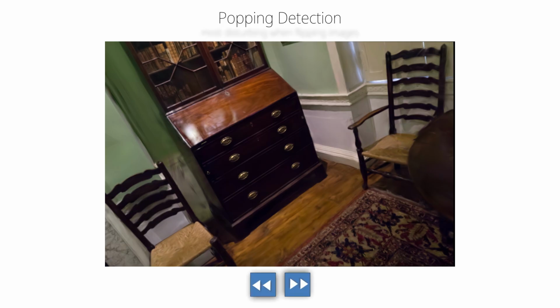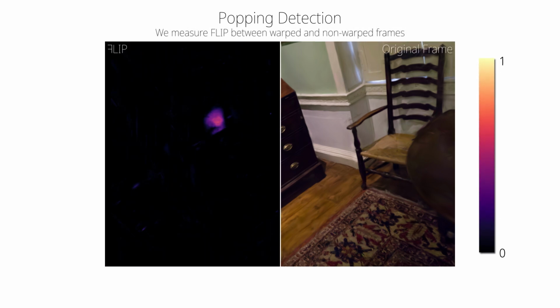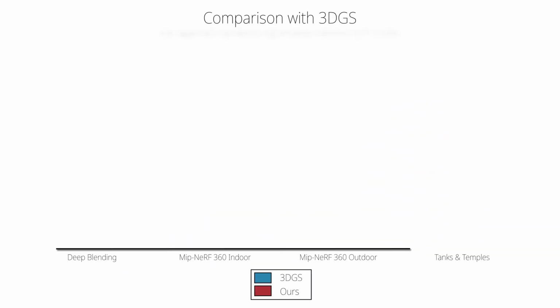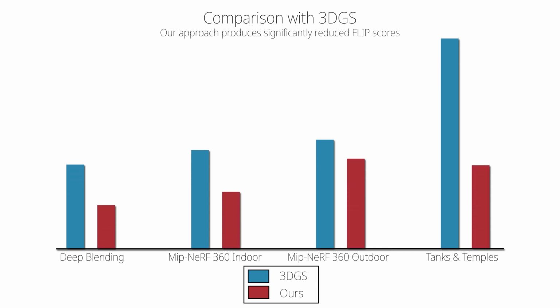We introduce a metric to quantify our improvement in view consistency. As stated before, popping artifacts are most visible when flipping between subsequent frames of a video sequence. Consequently, we use optical flow to warp the current frame of a video sequence to the subsequent frame, where we then use FLIP to quantify artifacts. As can be seen, FLIP is much more reliable compared to a standard mean squared error. Our method attains lower FLIP scores, which indicate our improvement in view consistency.